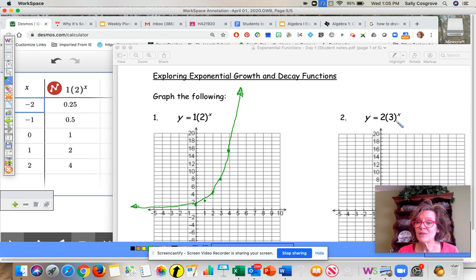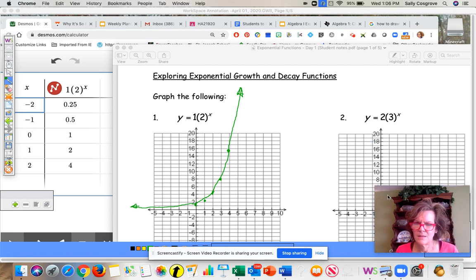You can do the same thing with the second one, y equals 2 times 3 to the x. You can go back to the calculator and type in 2 times 3 to the x power. You can go to table and get your wonderful values. And we get values that look like this. When x is 0, y is 2.